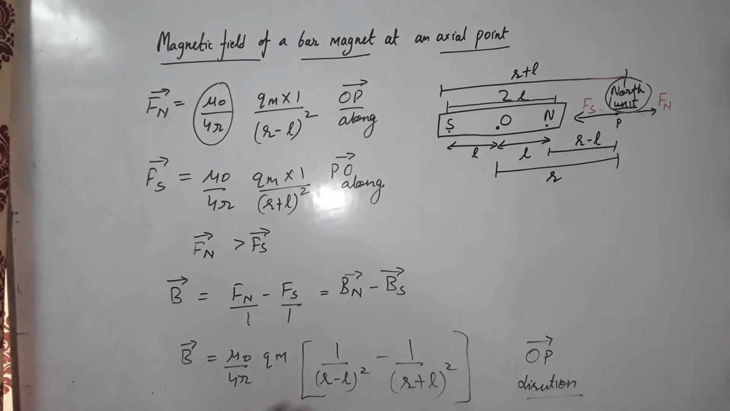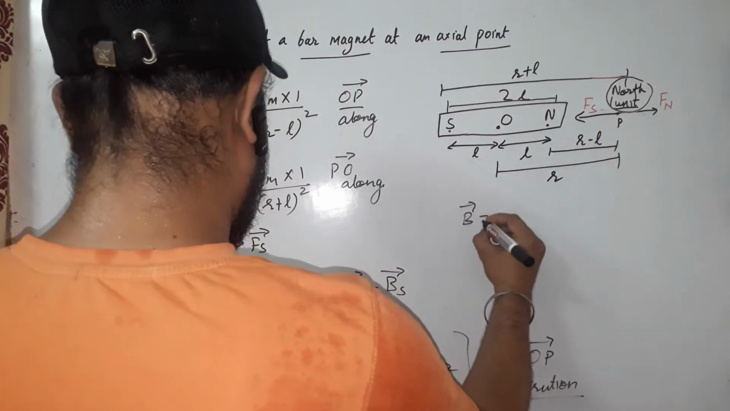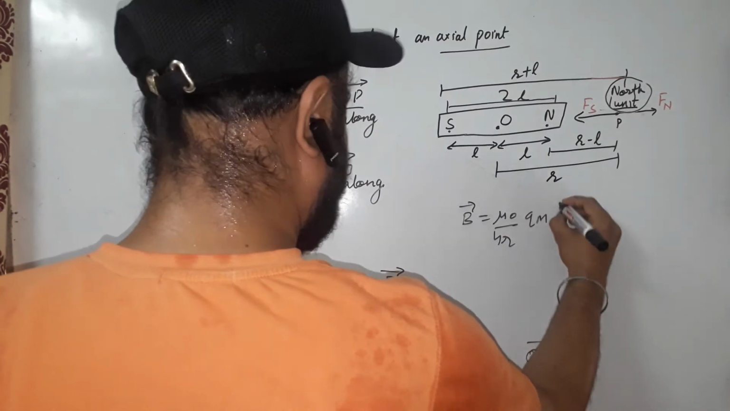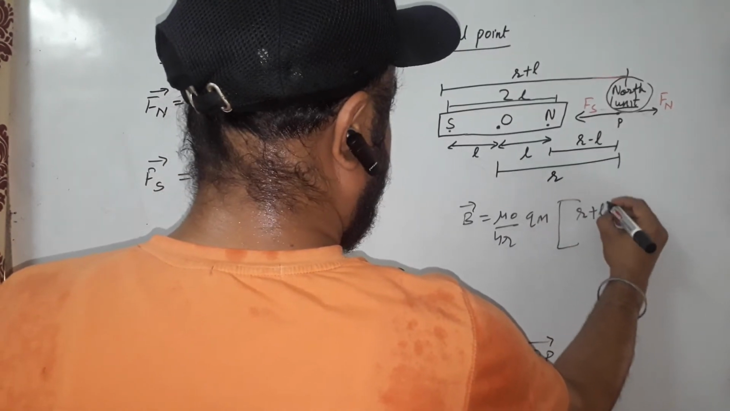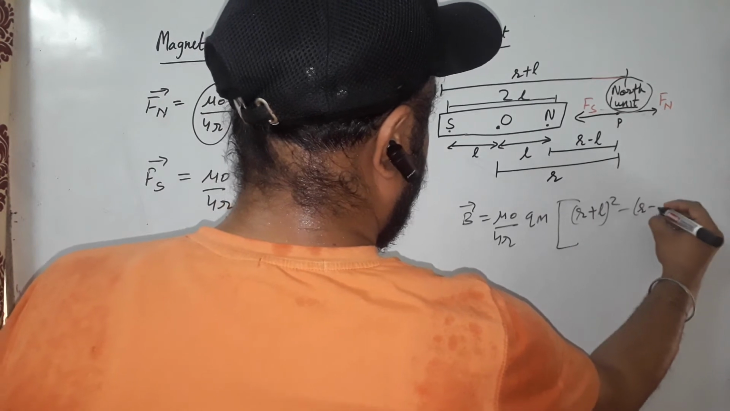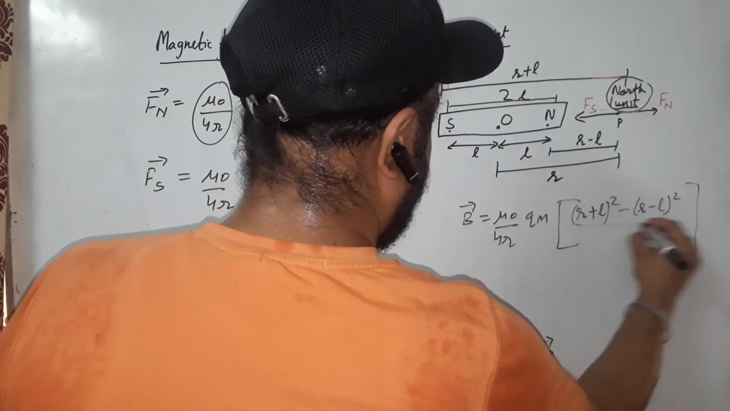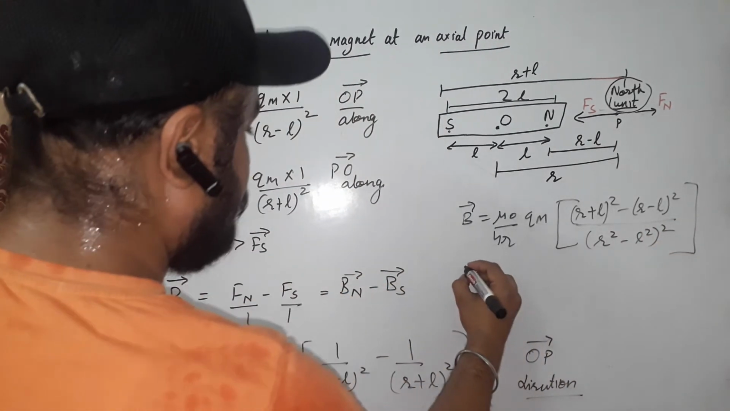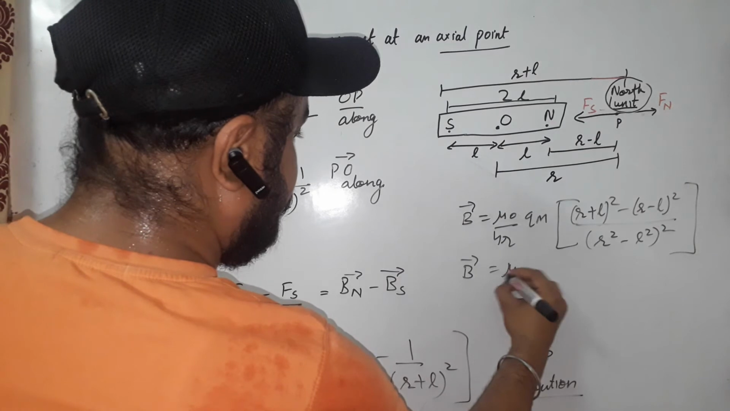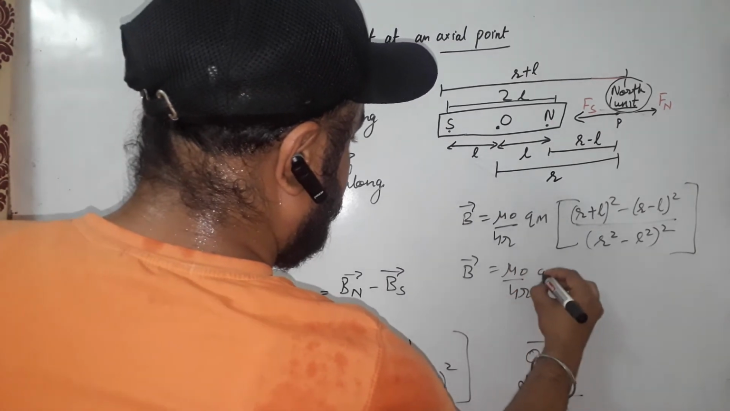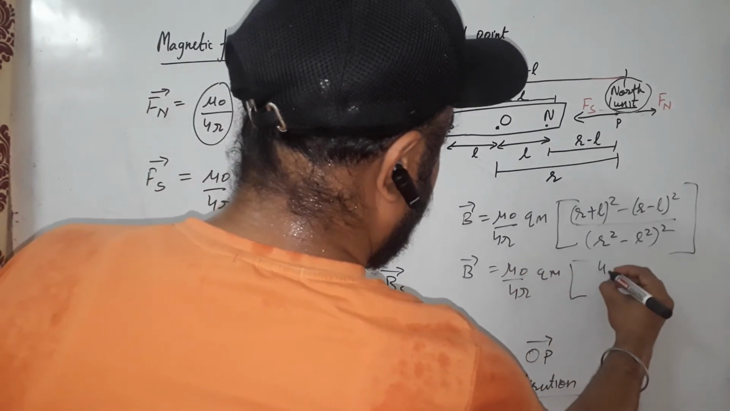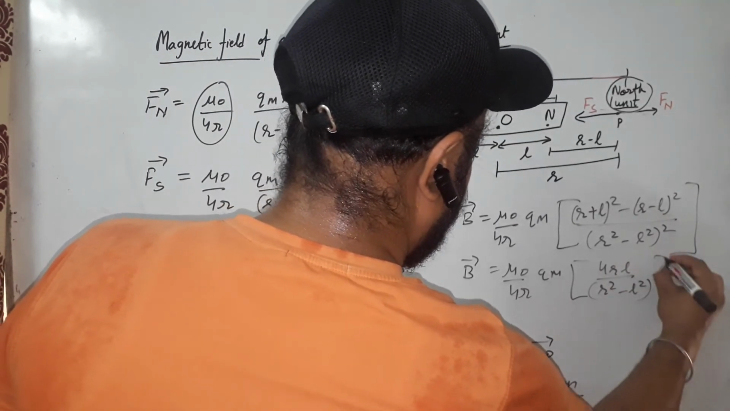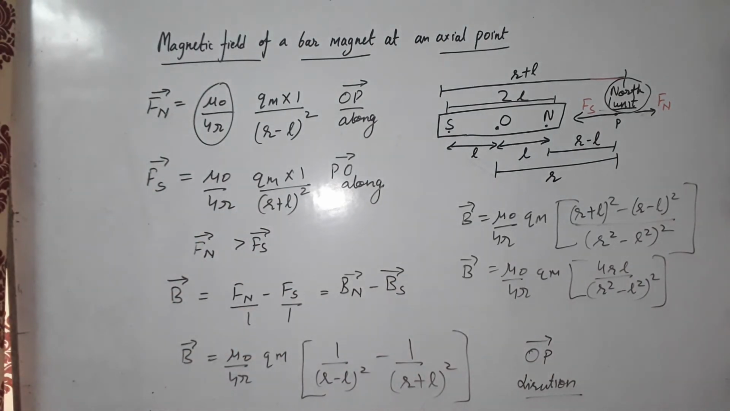When we take the LCM in this particular bracket portion, B vector will be equal to mu naught by 4 pi Qm, where Qm is the pole strength. Over here r plus L the whole square minus r minus L the whole square in the bracket, and here r square minus L square the whole square. So we will be left with mu naught by 4 pi Qm into 4rL upon r square minus L square the whole square.